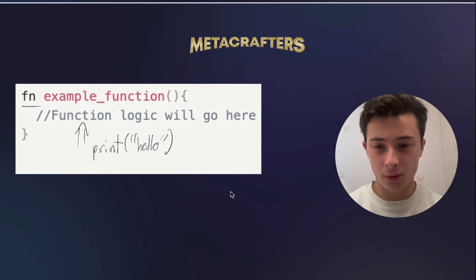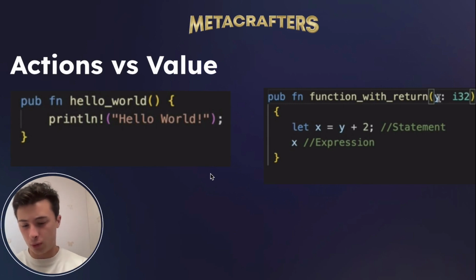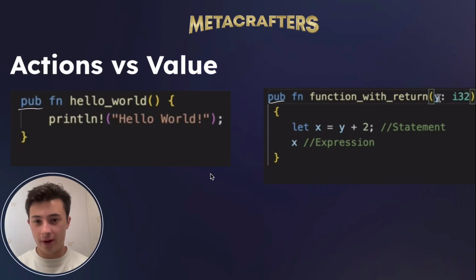Now let's see what we can do with actions and storing values in functions. Okay, so here we have two functions, one hello world, that's just going to be an action, and one function with return, meaning we are going to define a variable and return it. With hello world and with the other function, we see this little pub word before fn for defining a function.